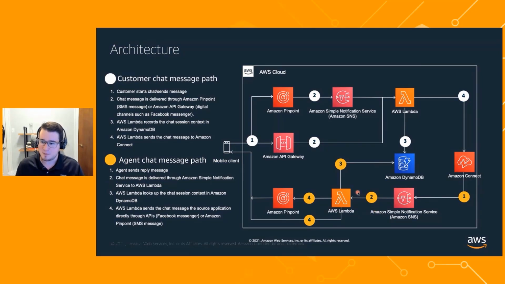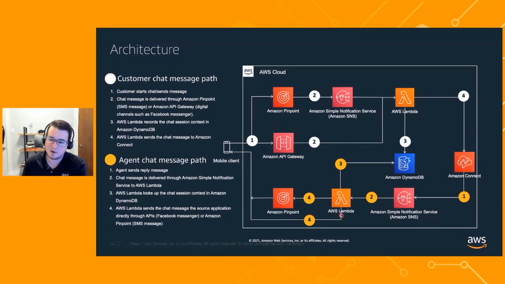When the message from Amazon Connect gets to our AWS Lambda function here, the only piece of information that we have is the contact ID, along with the message and the message metadata. So in order to figure out who the appropriate recipient is on the integrations channel side, we need to go back to our Dynamo database table and pull back the channel and the vendor ID, so we know to tell Pinpoint, or an API on one of the digital channels, who they're sending it to on their side.